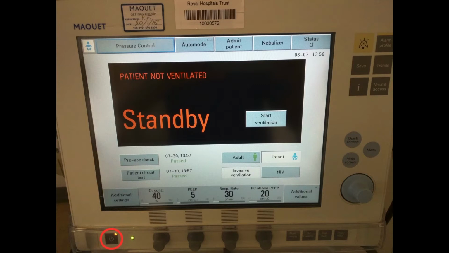So what you need to do is put the patient onto the bag while you put the ventilator into standby, change the settings to non-invasive. You can then extubate the patient and put them onto non-invasive ventilation. So importantly, if you want to switch between adult and infant mode, invasive or non-invasive ventilation, you need to put the ventilator into standby by pressing the button in the bottom left hand corner to enable you to do this.